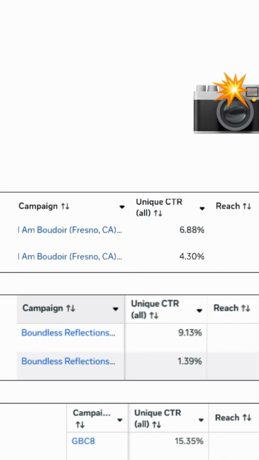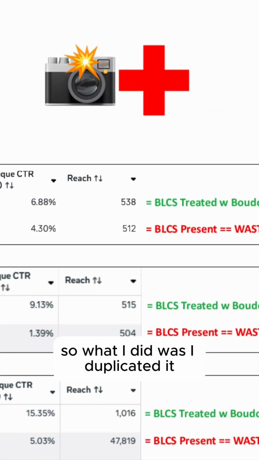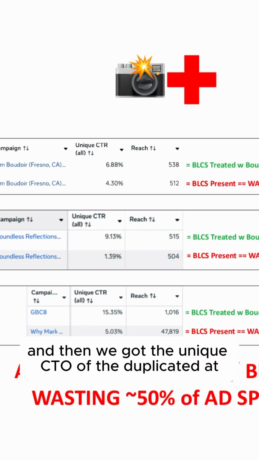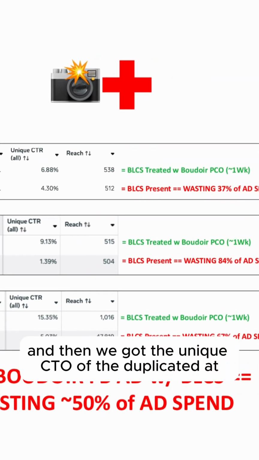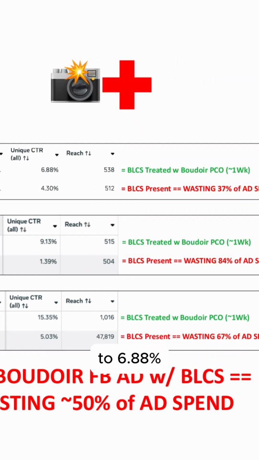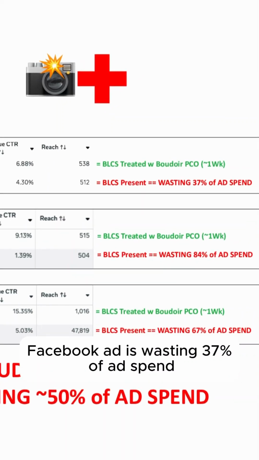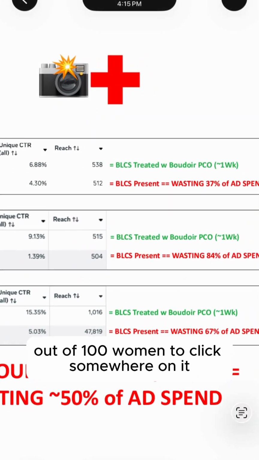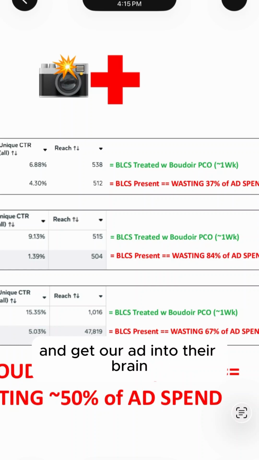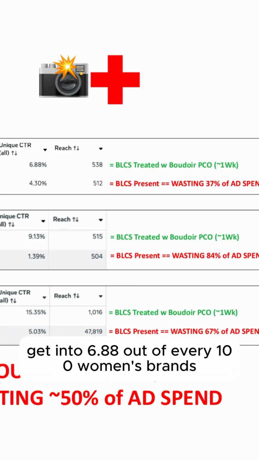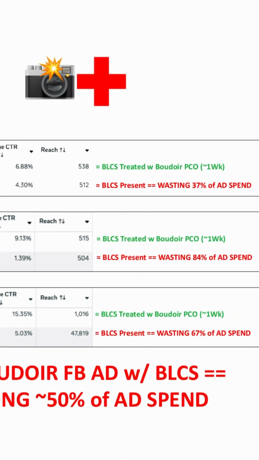And so what I did was I duplicated it, treated it with Boudoir Pico, takes about a week, and then we got the unique CTR of the duplicated ad to 6.88%. So way better. So we found out the original Boudoir Facebook ad is wasting 37% of ad spend by only getting 4.3 out of 100 women to click somewhere on it and get our ad into their brain. And the Boudoir Pico treated one is actually getting into 6.88 out of every 100 women's brains.